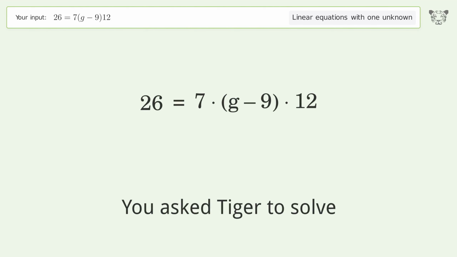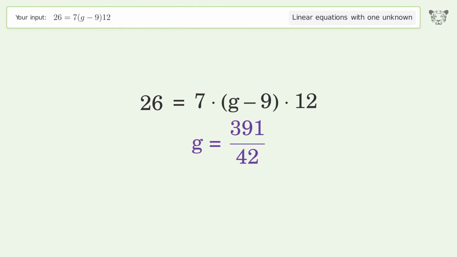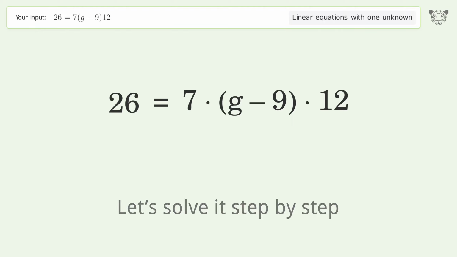You ask Tiger to solve. This deals with linear equations with one unknown. The final result is g equals 391 over 42. Let's solve it step by step.